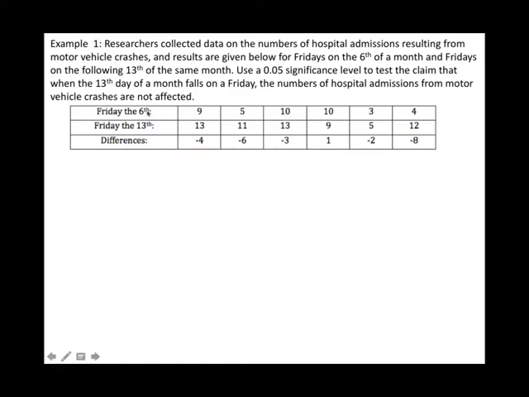So we have two sets of data. The first one will be Friday the 6th. The second data will be Friday the 13th. And for this example, the difference is given. So you could find 9 minus 13, you're going to get -4. 5 minus 11, you get -6 in here.